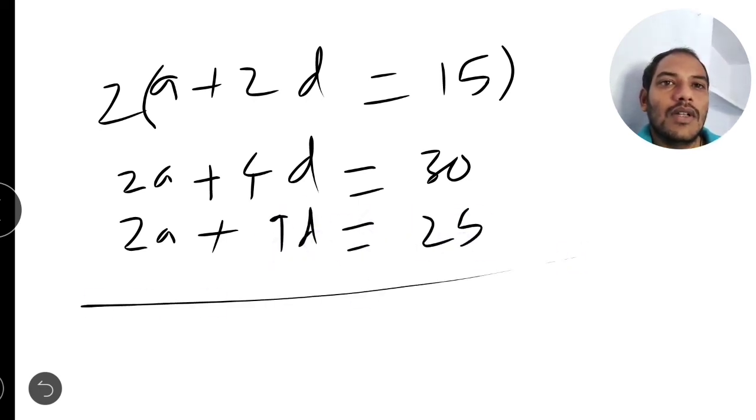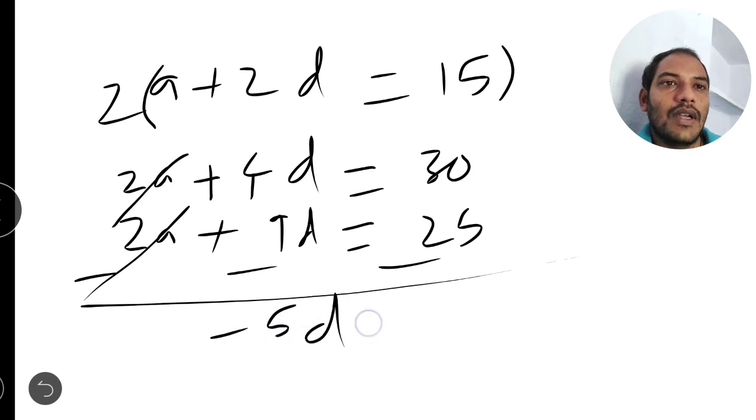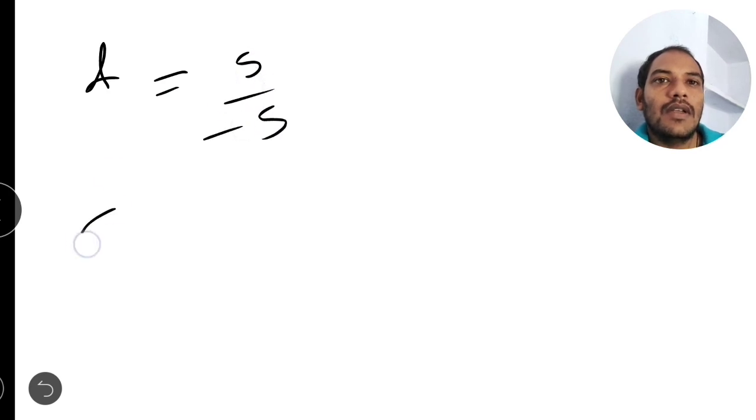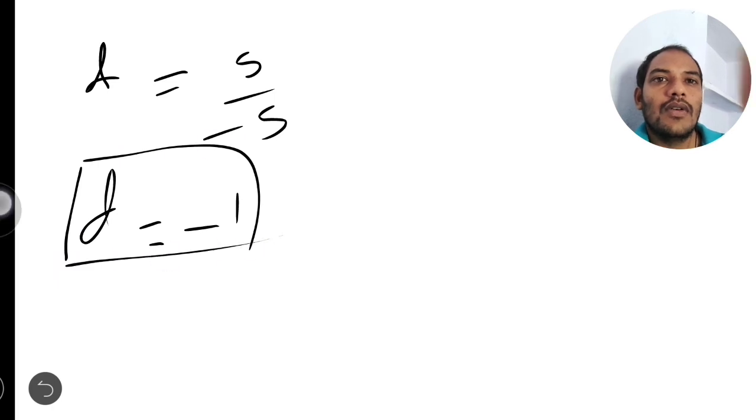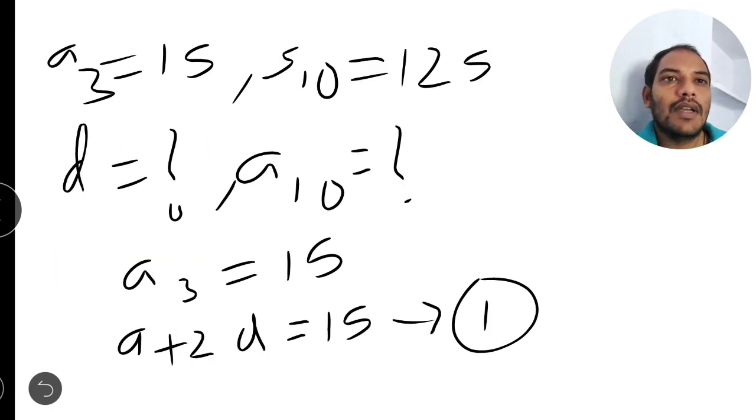Now change the signs. So minus, minus, minus: 2A minus 2A cancels. 4D minus 9D is minus 5D. 30 minus 25 is plus 5. So then D equals 5 divided by minus 5, then D equals minus 1. So finally we got the D value, that is minus 1.